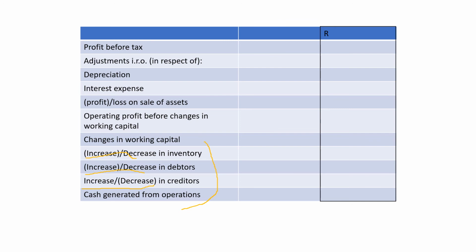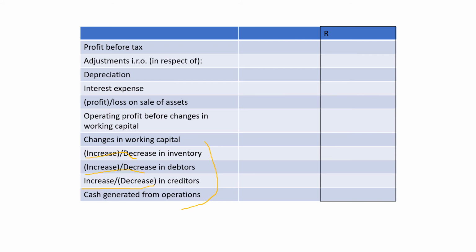Now for creditors, it works kind of different. Because for creditors, if you don't pay your creditors, you have more money in the company. If you borrow more money, there's more money in the company. If you didn't pay, there's still more money in the company. So let's say creditors this year are 20,000 and last year they were 10,000. It means you borrowed a little bit more. And for that, that is a positive. There is more money coming in. So you say 20,000 minus 10,000, you put 10,000 as a positive.